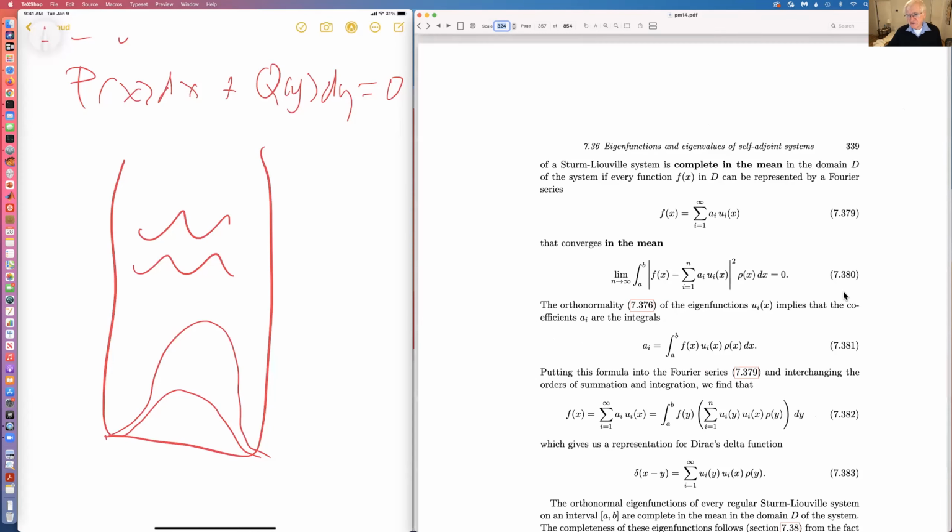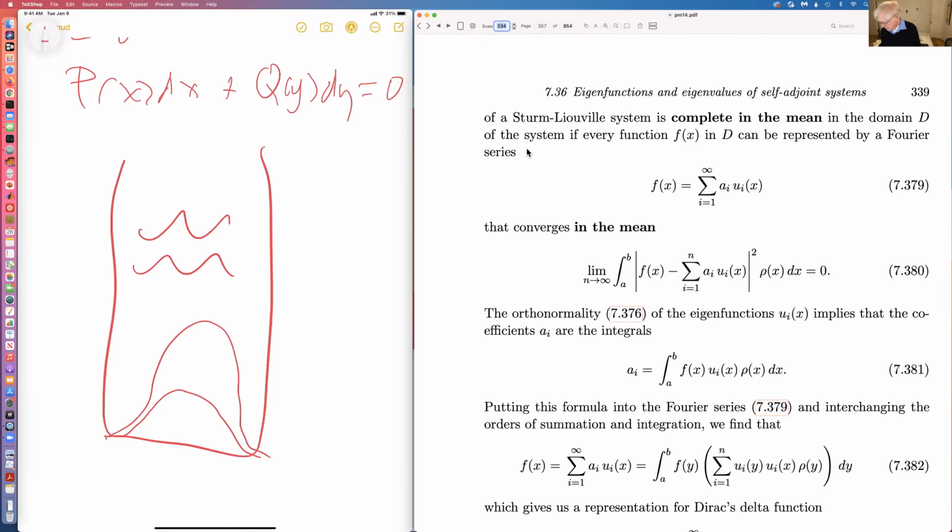Okay, so that's convergence in the mean. I don't know why this mouse has to be so responsive.